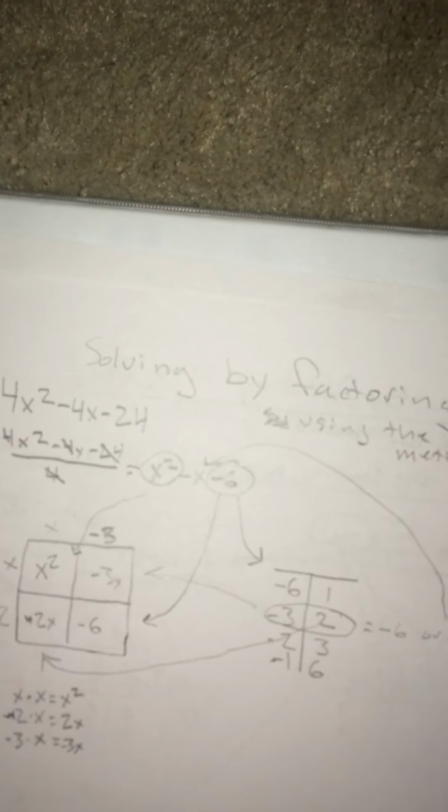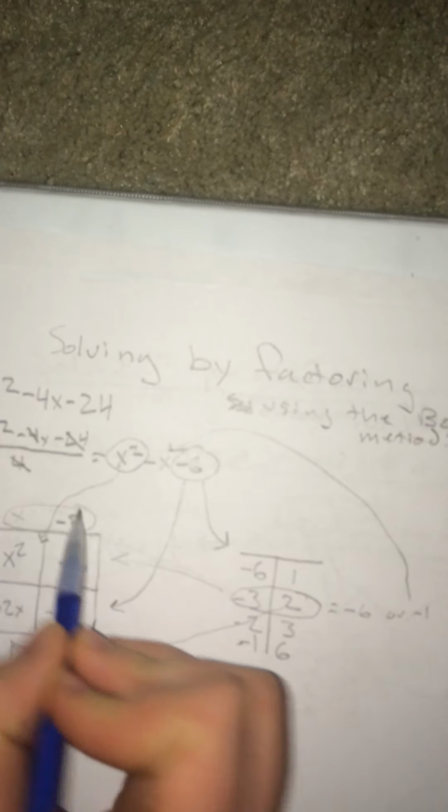And so the numbers that you have on the side and on the top are going to be your equation in factored form. So you're going to have x plus 2 times x minus 3, and the multiplication is going to be represented by the parentheses.